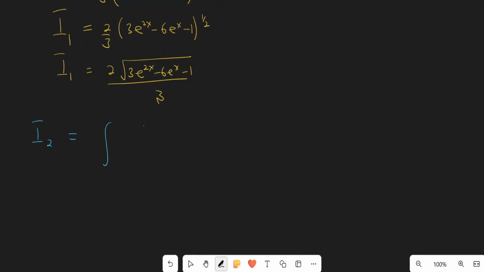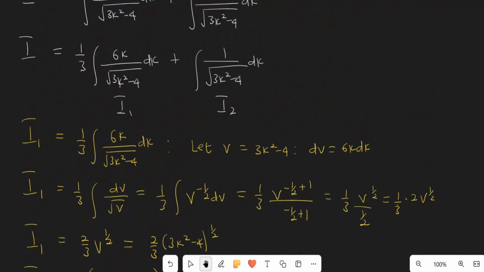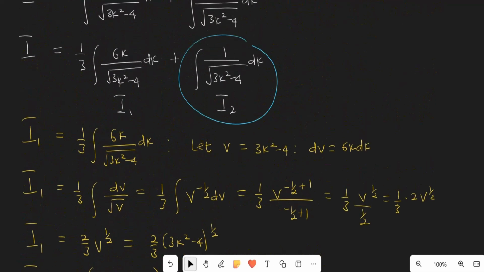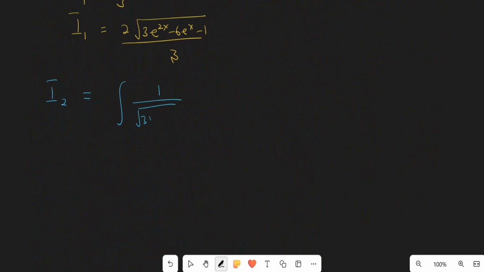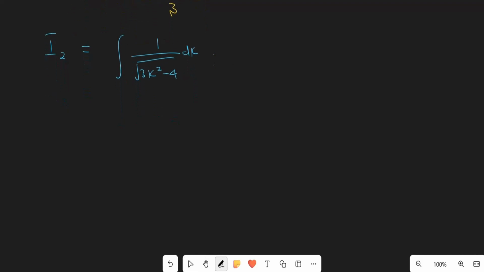I2 is going to be the integral of 1 divided by k times the square root of 3k squared minus 4 dk. Here we are going to do a trig substitution. I am going to let k be equal to 2 over the square root of 3 times the secant of theta. This is the substitution that we are going to use, and then dk is going to be equal to 2 over the square root of 3, which is a constant, and then we have the secant of theta, the tangent of theta, d theta. That is the differential of the secant of theta.